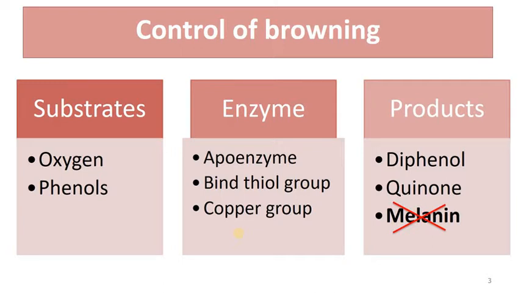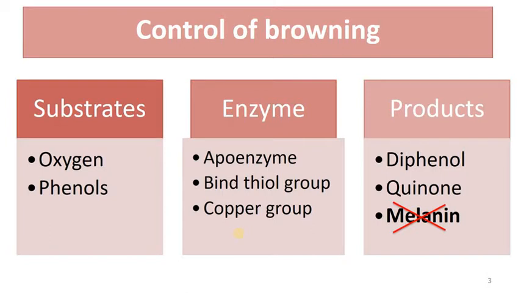So if you want to control browning, we control browning in two ways. Just like any other chemical reaction that's controlled in food science, there are physical ways of controlling that reaction, and there are also chemical ways. And we usually go to the chemical ways when the physical ways don't work. So for controlling, what do we look at? We target the substrates. Of the substrates, we target the oxygen. Get rid of the oxygen or get rid of the phenols, because those are your substrates.